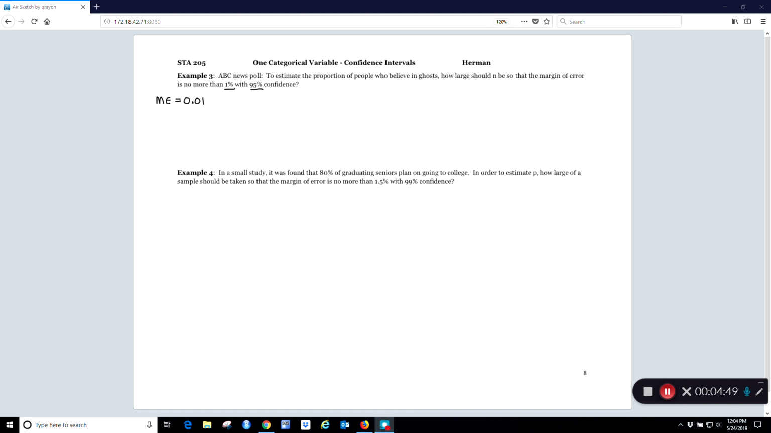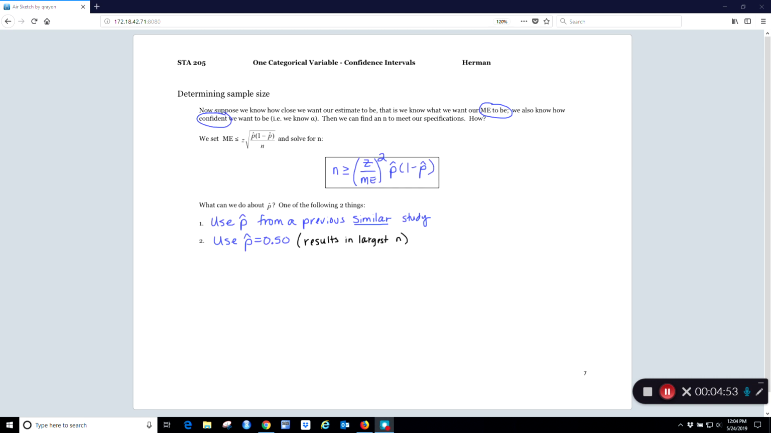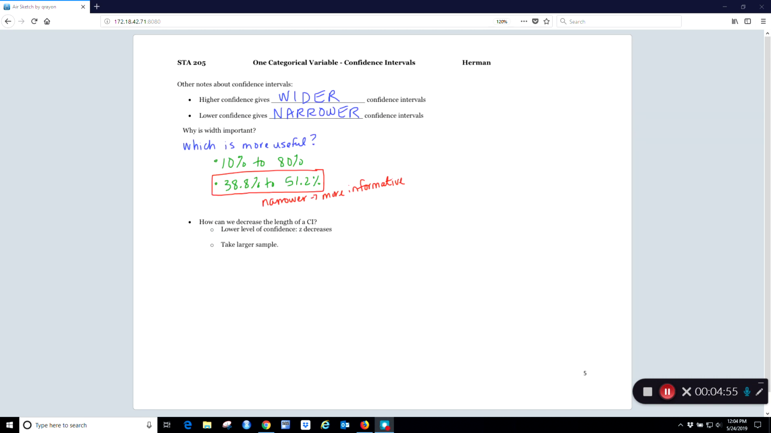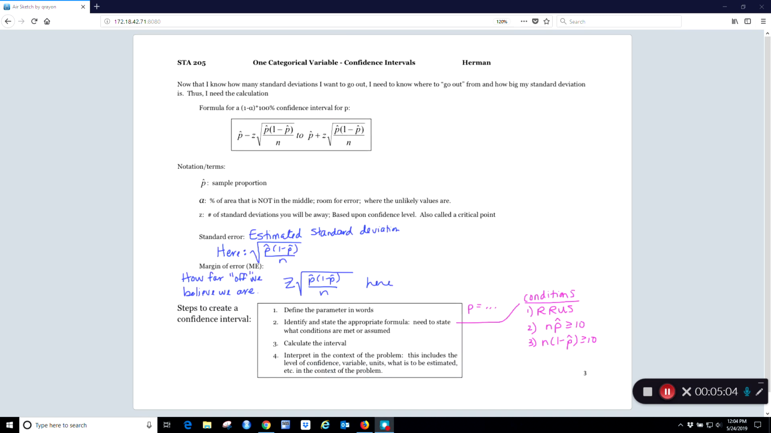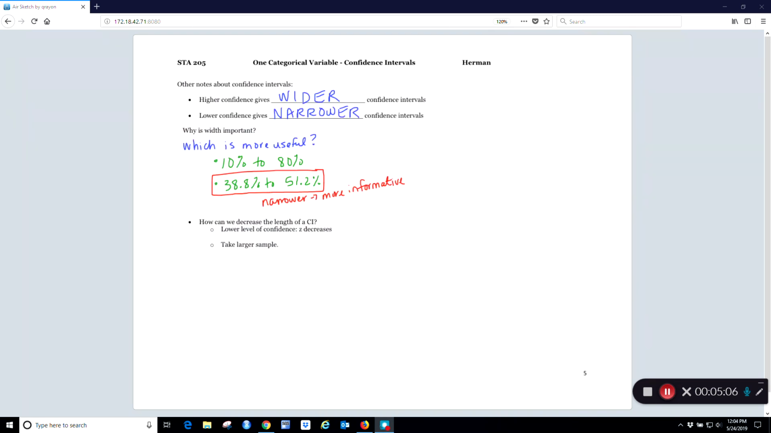That confidence level is going to help me find my z. So if we are 95% confident, and we go back to our little chart here, we'll see if we're 95% confident, we use a z of 1.96. So that's what we're going to plug in for our z.